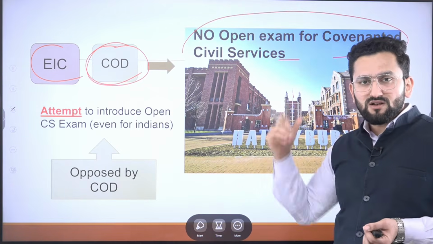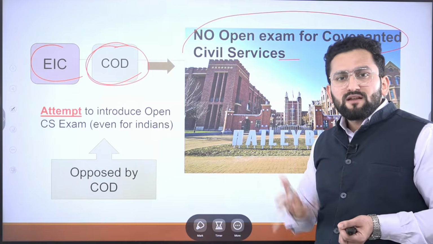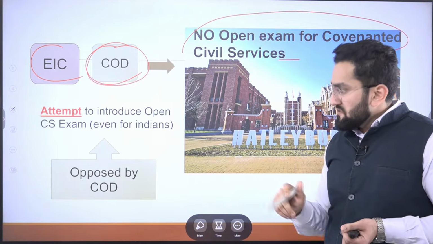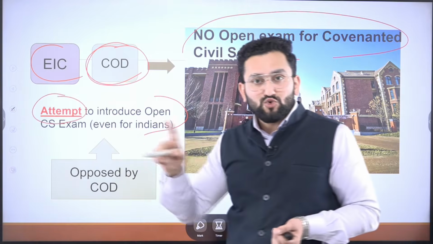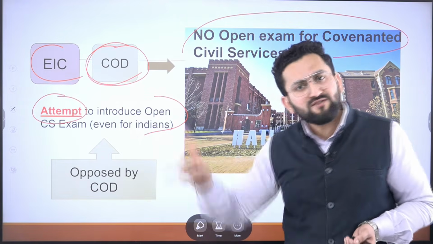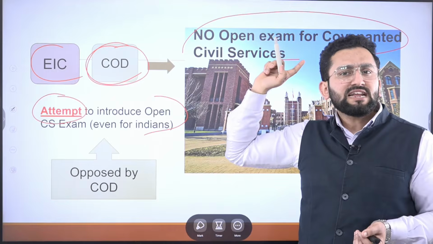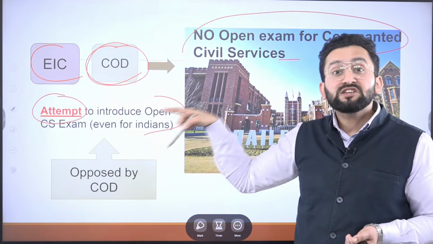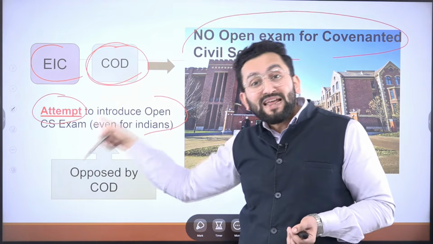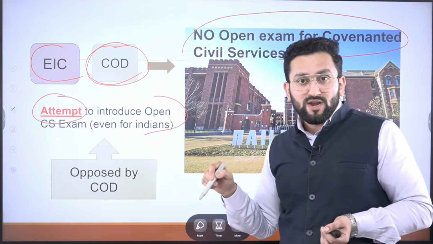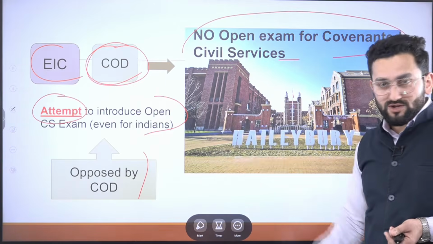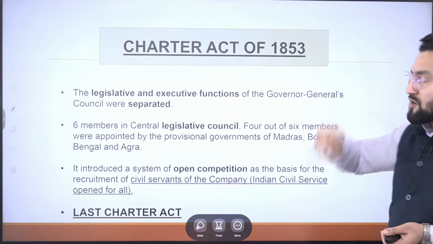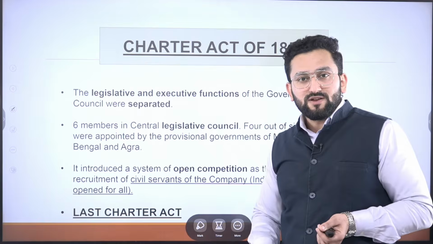Although opposition started boiling from 1833, there was only an attempt, that's why the word attempt is used. It was not introduced then. It was introduced later, in Charter Act 1853. You should remember these differences because UPSC plays on these words. These small words make a lot of difference, right? I told you why they opposed, right? Now Charter Act 1853.